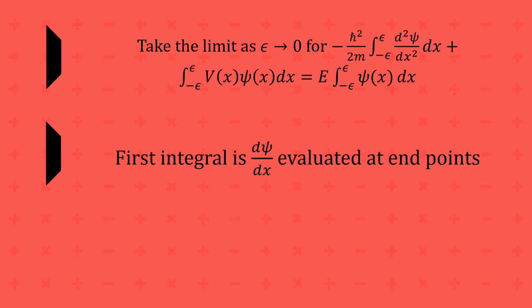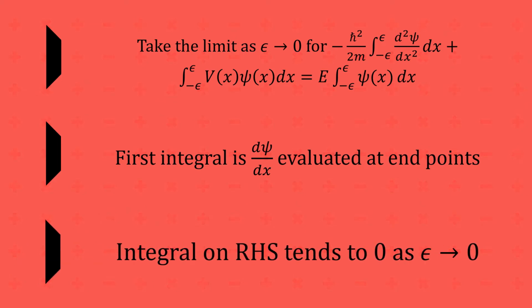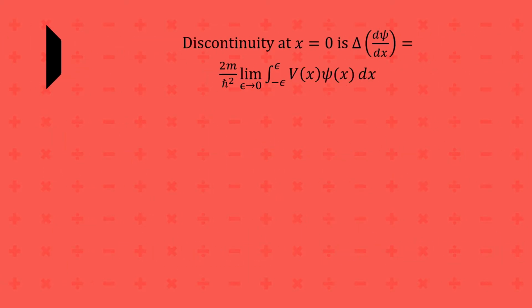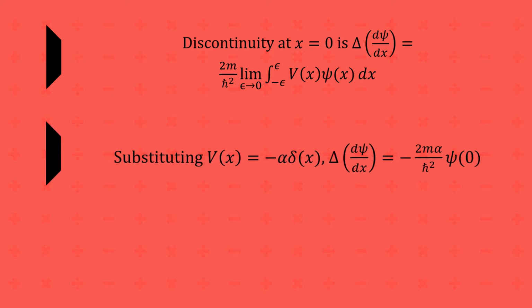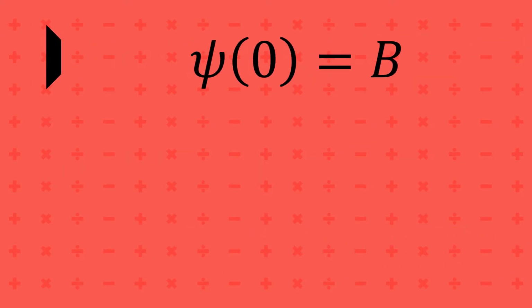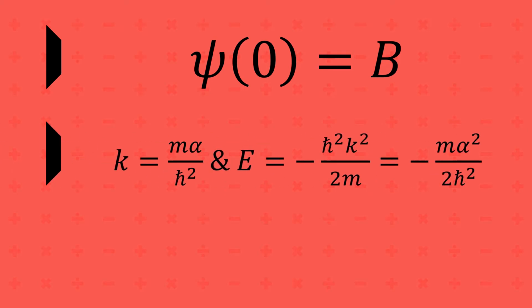The first integral is equal to the derivative of psi evaluated at the two endpoints, and the integral on the right hand side will tend to 0 as epsilon tends to 0. Thus, the discontinuity in the derivative at x equals 0 is equal to this expression here. Substituting our potential in, we get that the discontinuity is given by this expression here. And we can also show that the limit from the right hand side of the derivative of psi is equal to minus Bk, and the limit from the left hand side of the derivative is equal to Bk, so therefore we also get this expression for the discontinuity. Hence, combining these results, we get that psi of 0 is equal to B.